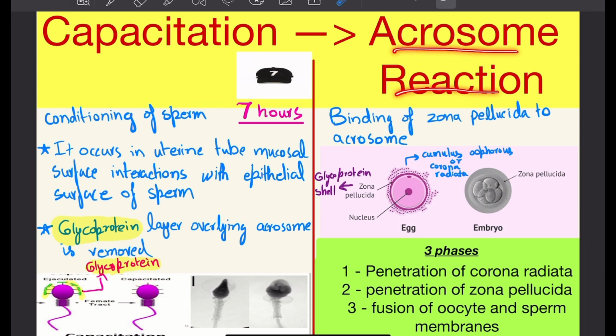Next, we have the acrosome reaction. This is binding of the zona pellucida to the acrosome. Zona pellucida is basically the glycoprotein shell around the cell. Cumulus oophorus or corona radiata is the granulosa cells around the secondary oocyte. There are three phases of the acrosome reaction. First is penetration of corona radiata. This is the corona radiata. Then is the penetration of the zona pellucida. This inner layer is zona pellucida. Then is fusion of oocyte and sperm membranes. Here are the oocyte and sperm membranes where they fuse.